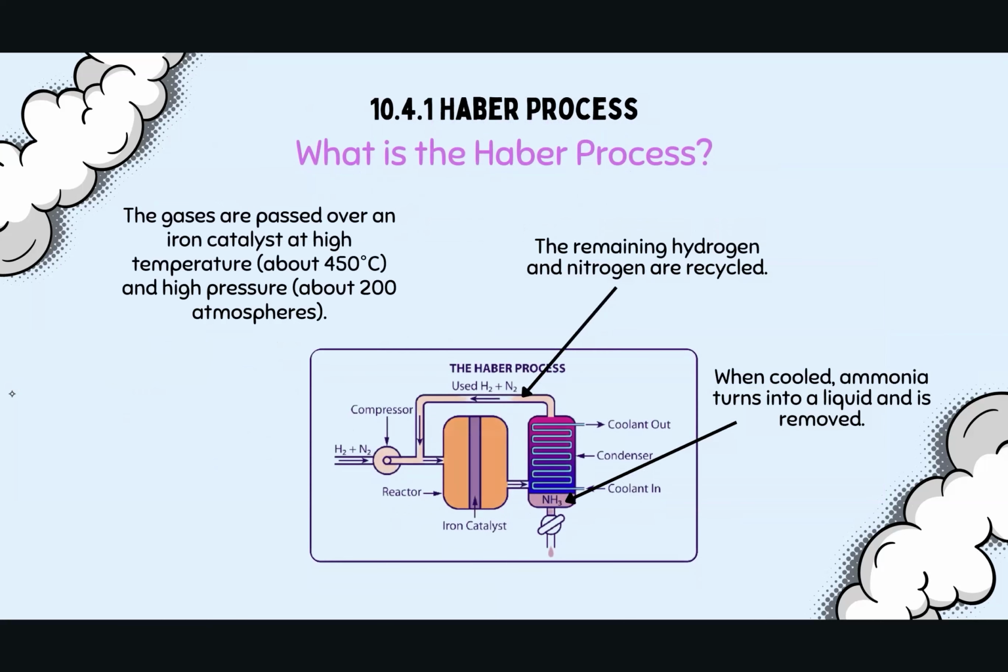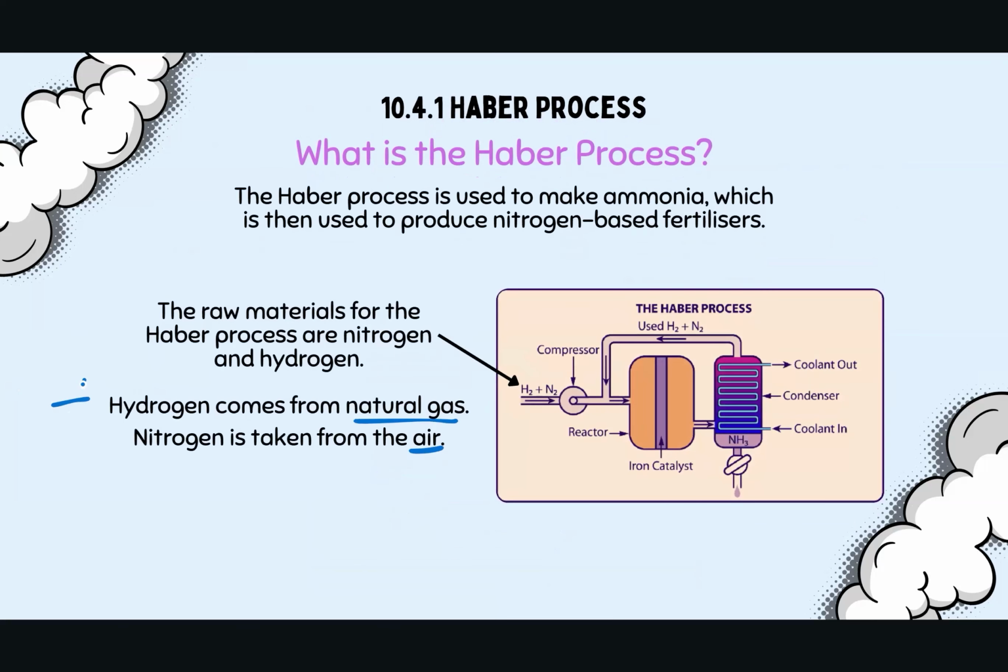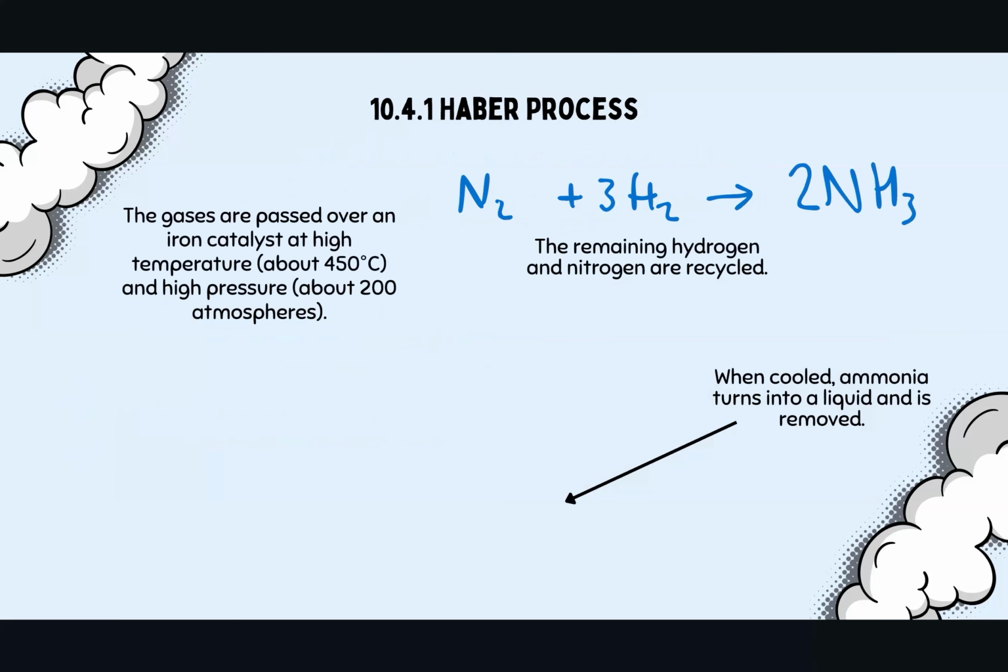Now, what happens is the gases, so you've got nitrogen, it's added to hydrogen to make two ammonia molecules. So the gases are passed over. Again, you need to know over here, we know where the hydrogens come from, we know where nitrogens come from. Here, we need to keep in mind that there's an iron catalyst. It's got a high temperature, 450 degrees, high pressure of about 200 atmospheres.